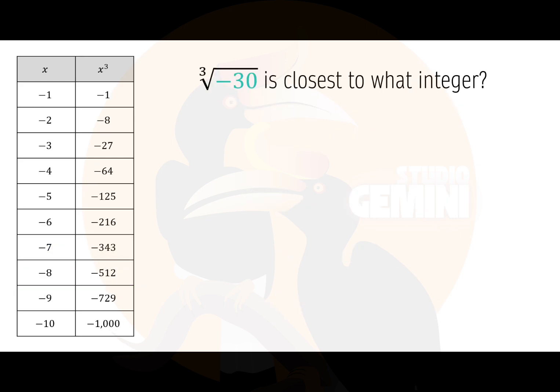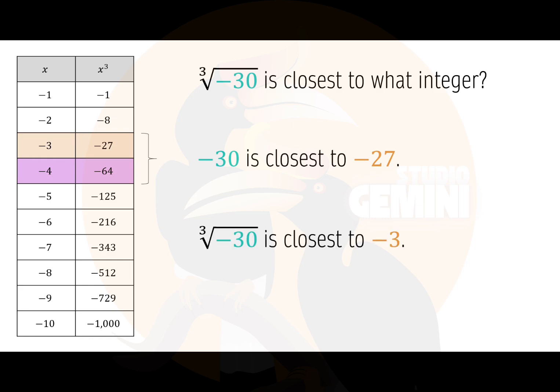How about one more example? We want to find out what integer the cube root of negative 30 is closest to. Remember that unlike perfect squares, perfect cubes can be negative, so we can use the same process as before. Here's a chart of the first 10 negative perfect cubes. For starters, we can see that the two perfect cubes closest to negative 30 are negative 27 and negative 64. Negative 30 is much closer to negative 27 than to negative 64, so we know that the cube root of negative 30 will be closest to the cube root of negative 27, which is negative 3. The cube root of negative 30 is closest to negative 3.